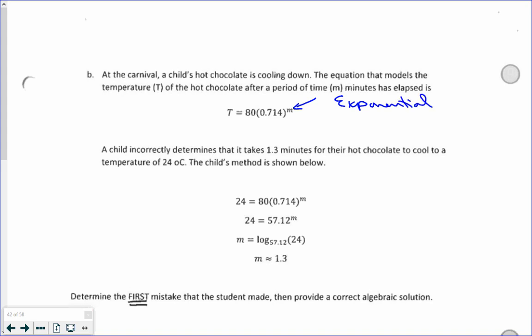This is an exponential equation. In class, we had a times b to the x. Okay, so we know the start is 80, and it's decaying because it's a number between 0 and 1. That's what we know.